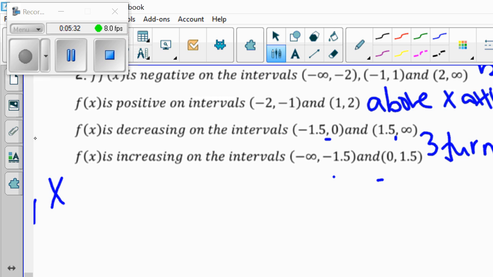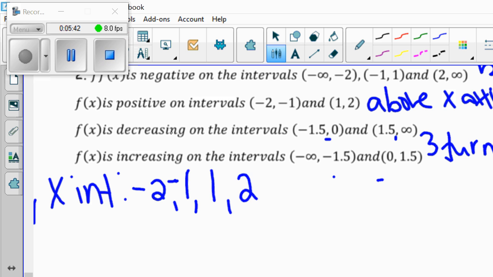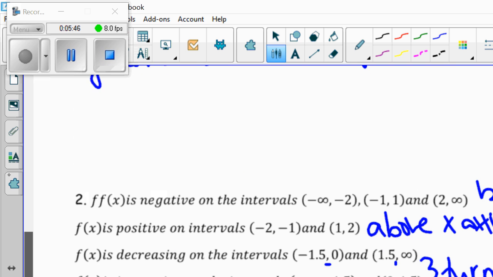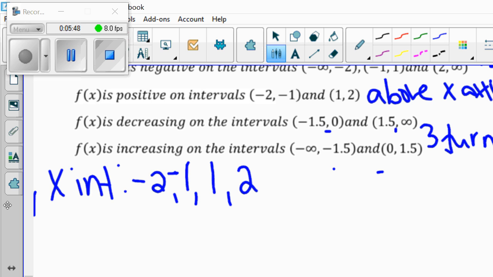So now let's look at x-intercepts or zeros. So we've got negative 2, negative 1, 1, and 2. Again, we get that from where it changes from positive to negative. Okay? So I'm going to mark these. So negative 2, negative 1, 1, and 2.